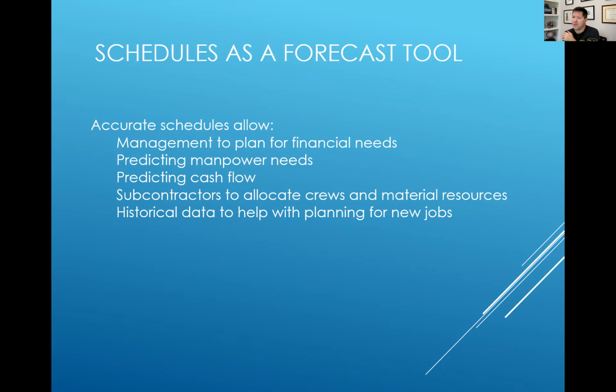So schedules are a predictor of cash flow for companies. They can look at their schedules and they know when they're going to have money coming in, which is critical if you're expecting a paycheck. It also allows subcontractors to allocate their crews and material resources. It'd be great if we had unlimited labor and unlimited materials just laying around waiting for us to build stuff, but we do not. So it needs to be planned for.